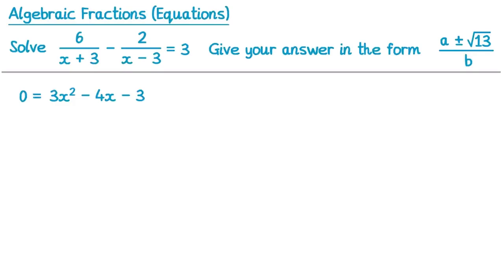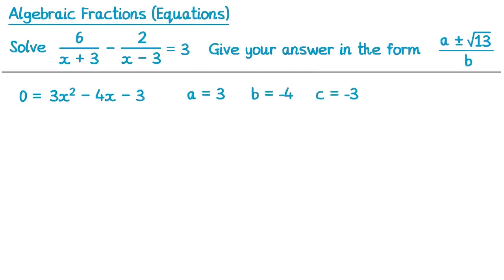So we need to find the values of a, b and c. They're the coefficients of x squared, x and the constant term. So the coefficient of x squared is 3, the coefficient of x is -4, and the constant term at the end is -3. So a is 3, b is -4, and c is -3.